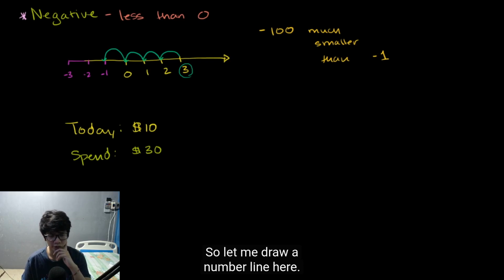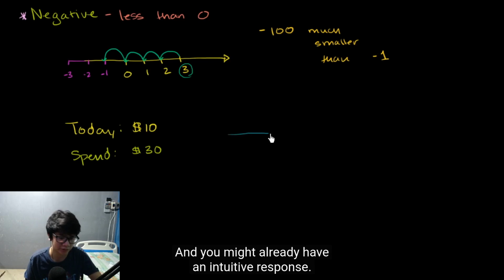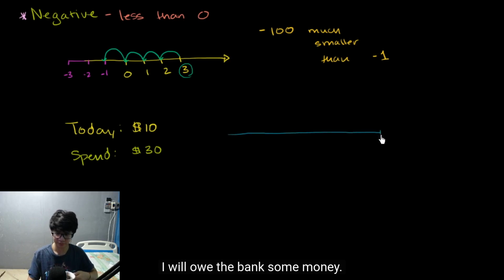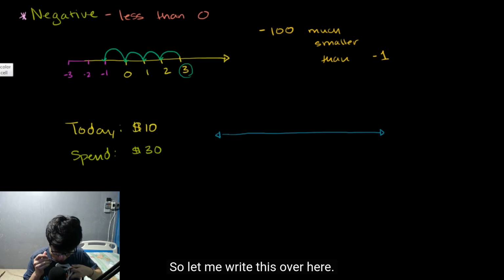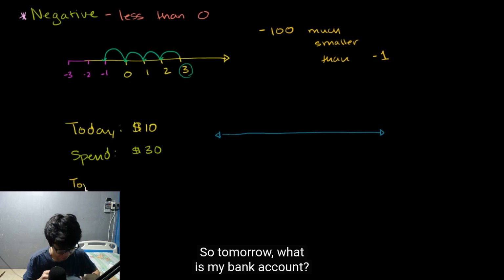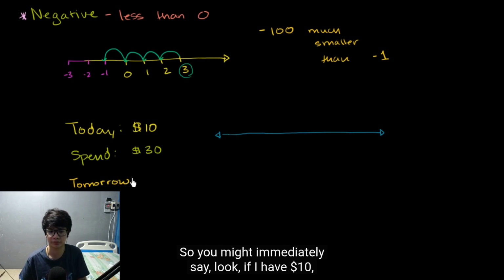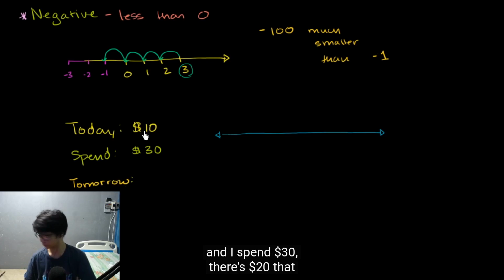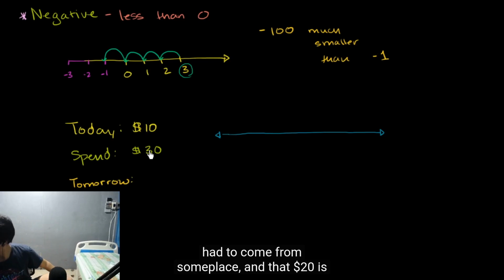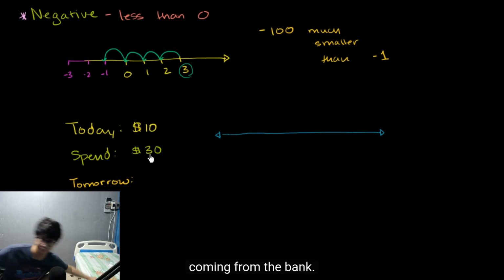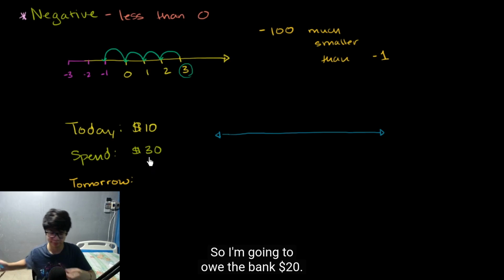So let me draw a number line here. And you might already have an intuitive response. I will owe the bank some money. So let me write this over here. So tomorrow, what is my bank account? So you might immediately say, look, if I have $10 and I spend $30, there's $20 that had to come from someplace. And that $20 is coming from the bank. So I'm going to owe the bank $20.